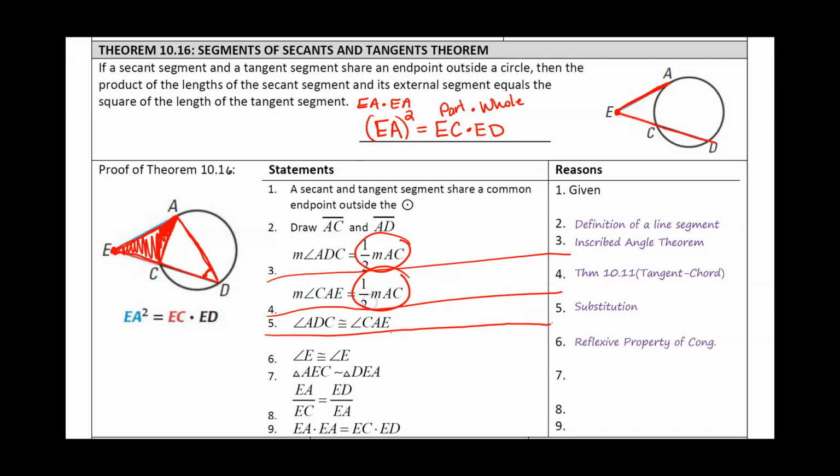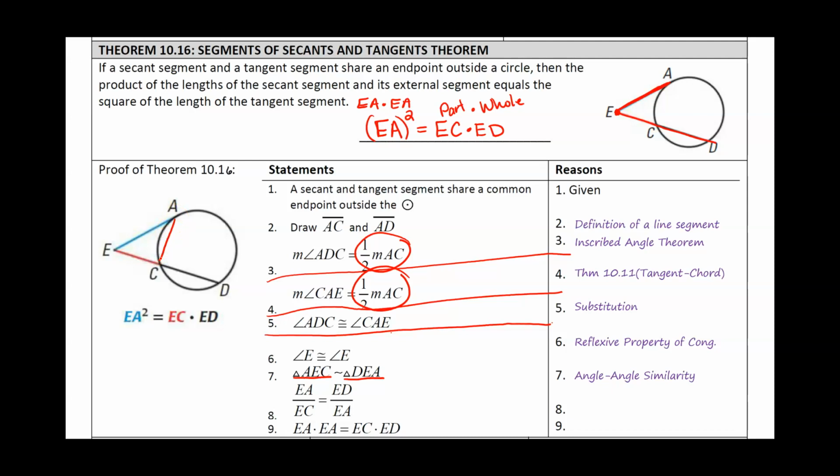So step 6, I have angle E is congruent because of the reflexive property. Now, you've got to kind of stop and think, what is it congruent in? Well, angle E is in this small triangle that I have colored completely in, and angle E is in the big triangle, EAD. So now that small triangle that I have colored in is congruent to DEA, the big triangle, by angle-angle similarity.